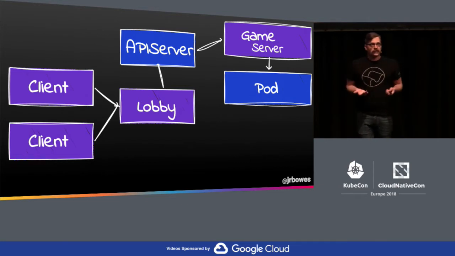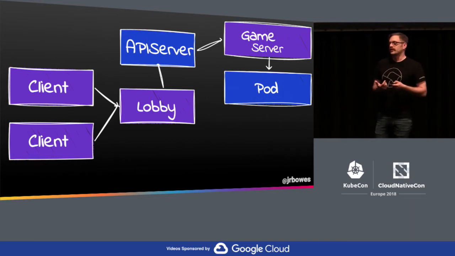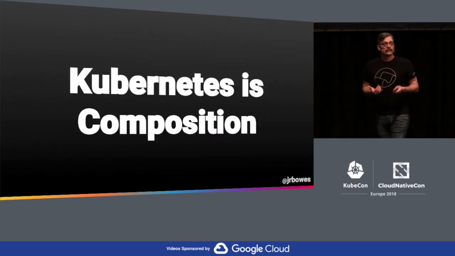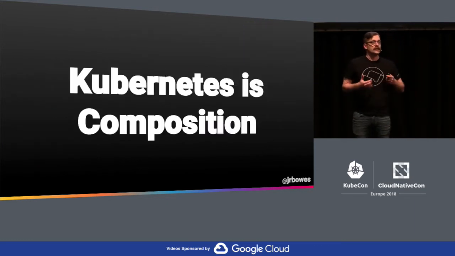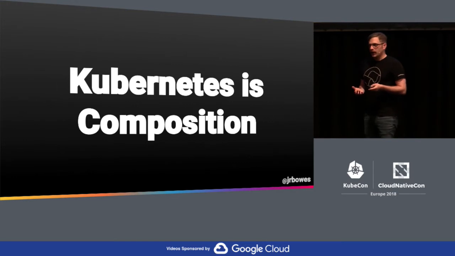So look at all these things and some points kind of struck for us, right? Kubernetes is all about composition, right? So taking these base components and building abstractions and additional features on top of them.